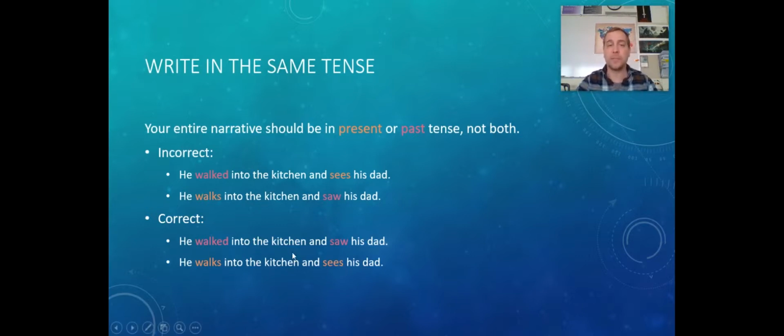So either of these could be correct: "He walked into the kitchen and saw his dad," or "He walks into the kitchen and sees his dad." And the past tense of see is saw, not seen. Please don't write "he walked into the kitchen and seen his dad." If you want to know the difference between when to use seen, let me know. I will explain it to you. But you notice in this sentence, both of these verbs are in the past tense. In this sentence, both of these are in the present tense. You choose a verb tense and you stick to it, right?